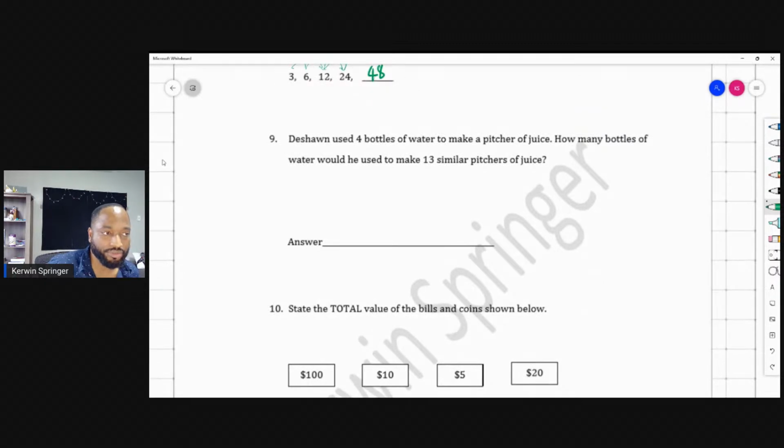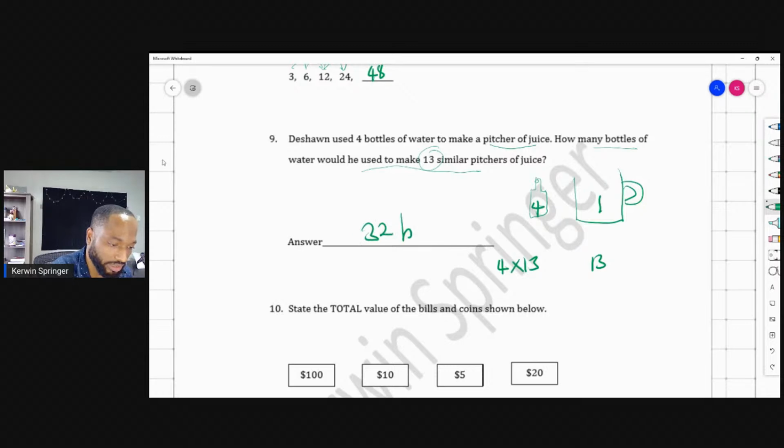Deshaun used 4 bottles of water to make a pitcher of juice. So he had 4 bottles of water and he made a big pitcher of juice with this. How many bottles of water would he use to make 13 similar pitchers of juice? Well, if he needed 4 bottles to make 1, if he wants to make 13, he will need 4 times 13, which is 32 bottles.